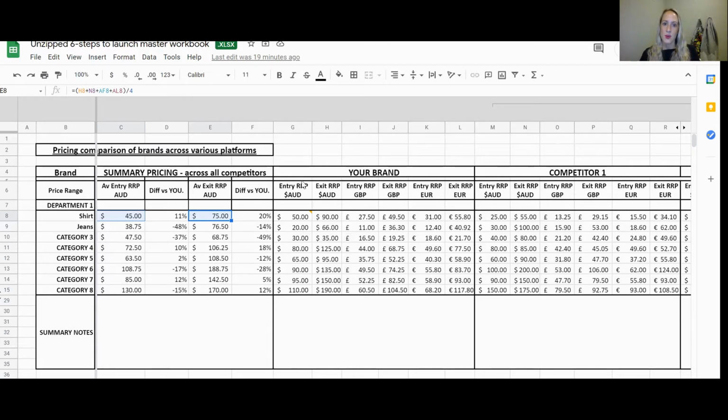So now, if you actually already have price points for your brand and say you're looking at global pricing strategy, you can now look at shirt, for example, and you can now see that your brand's entry price point was actually $50 versus your competitors' average, which was $45. Therefore, could you now consider pricing a little bit lower to ensure you are competitive? And the same question would go for the exit price point. Here we can see yours is 90, but actually the average is 75. Therefore, you're more expensive than everybody else. Therefore, could you consider lowering your price point? What would that mean to your profit?